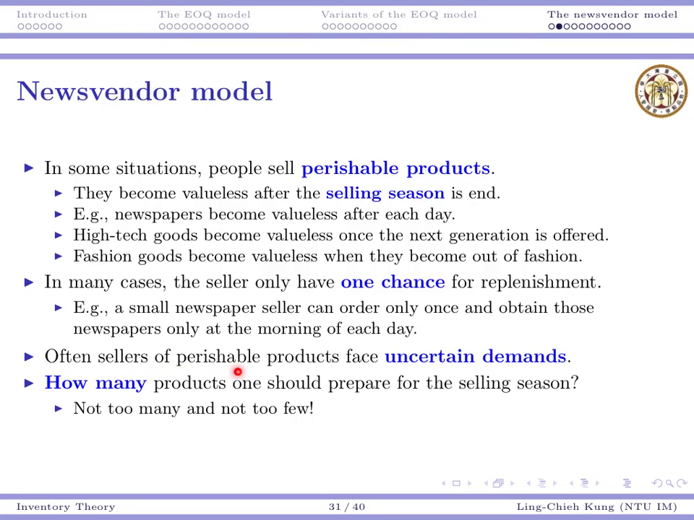So very often, sellers of perishable products will face uncertain demands, and then the problem will be how many products we should prepare for the selling season. If we are selling newspaper, we ask how many newspapers should we provide in the morning of each day. Or if you are running a Starbucks store, you need to determine how many breads or salads for the breakfast meal should be prepared, because after noon those products will become valueless. Okay, so again, the problem is about not too many and not too few. We want to find a balance, but now we need to worry about uncertain demands.